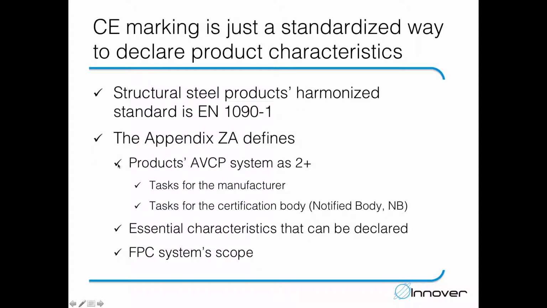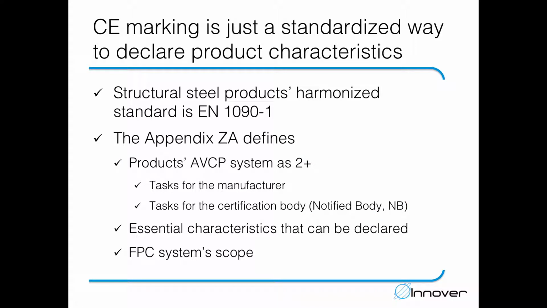But that's basically all I want to say about the product's AVCP system and what kind of tasks are given to the manufacturer and what kind of tasks are given to the certification body. I just wanted to highlight to you that you can actually see them in the Appendix CA, that there are tasks for the manufacturer and that there are tasks for the certification body.